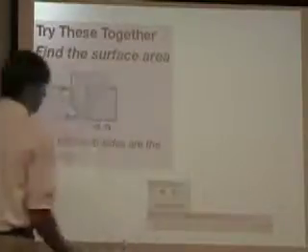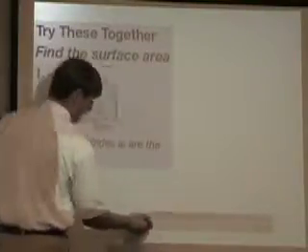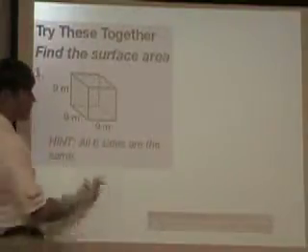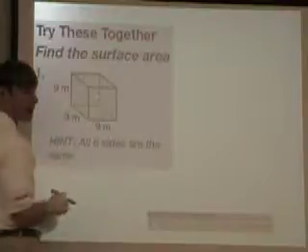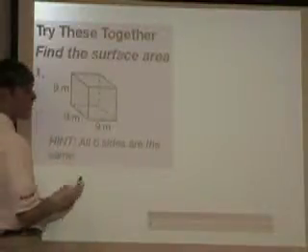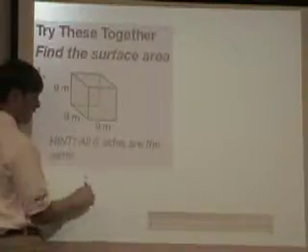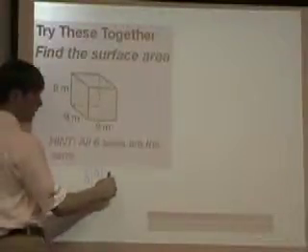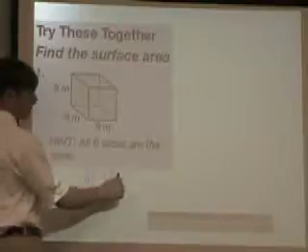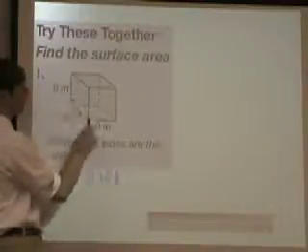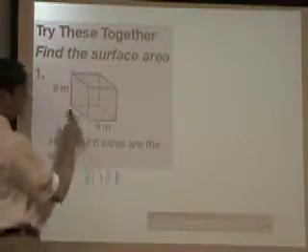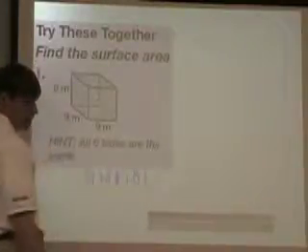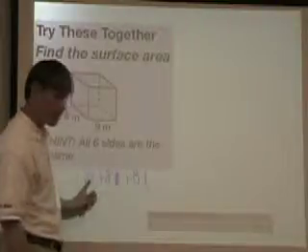Okay, so how do you find the area of the front side? Length times width. Length is 9, width is what? 9. So what's the surface area of the front? 81. So the surface area of the back is what? So I add them together. Okay? Now, what about this side here? 9 times 9, 81.